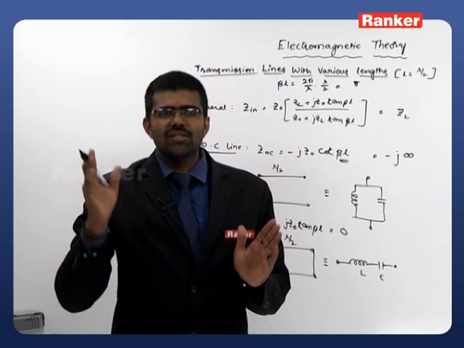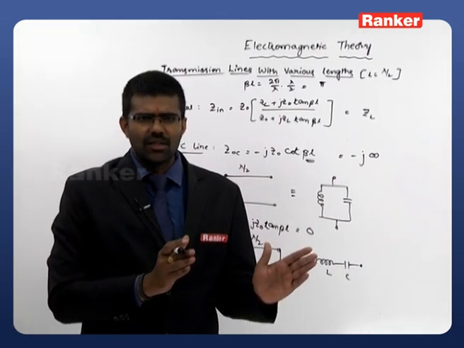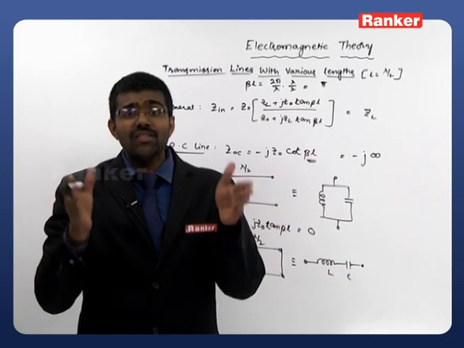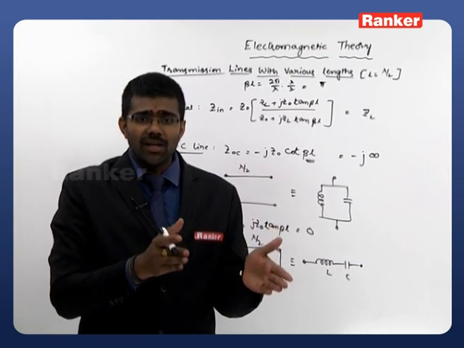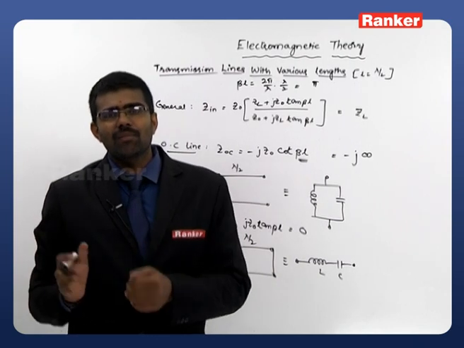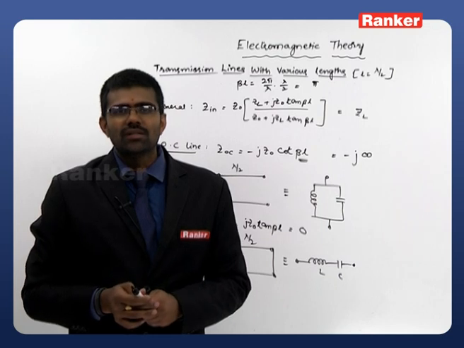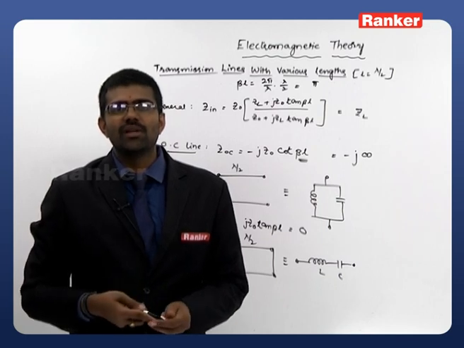Whenever a line is short circuited, what are the characteristics? Whenever a line is open circuited, what are the characteristics? And if the length is varied, for a particular length lambda by 4, a particular length lambda by 2, how these characteristics will vary, just observe, then the analysis of our transmission lines will be finished with this particular topic.